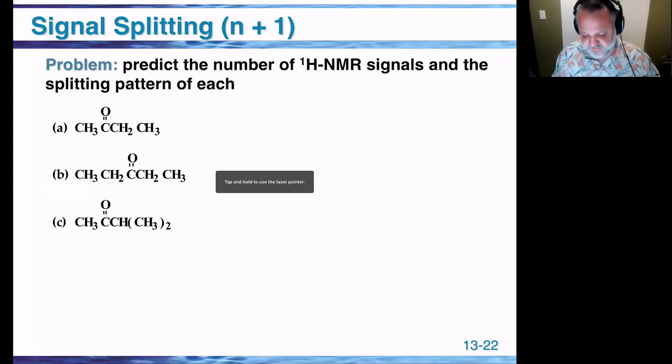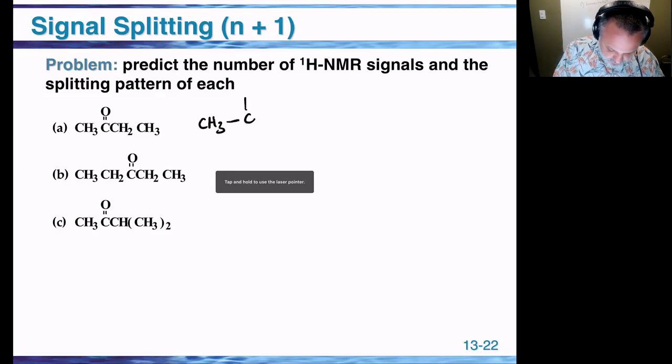How many signals, what would the splitting pattern be, and what would the integration pattern be? And then you can go back to the chart and you could think about where you would predict the signals to appear as far as parts per million, right? So let's take a look. How many unique hydrogens are in this molecule?